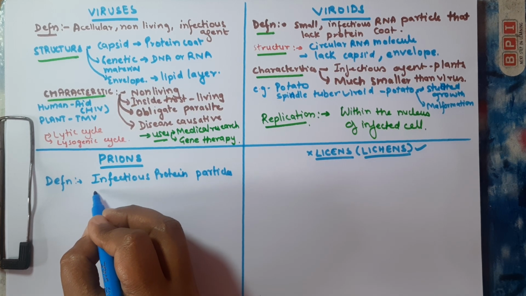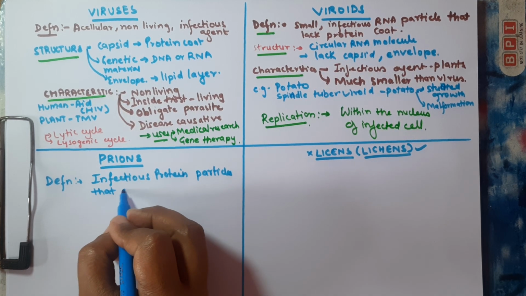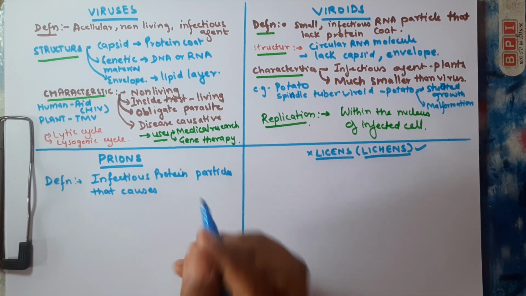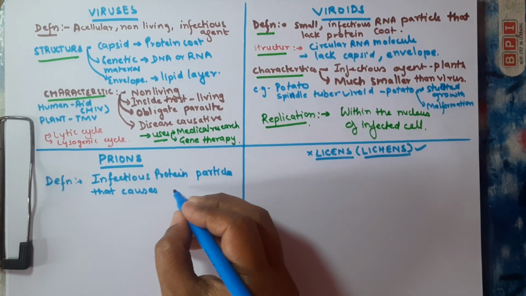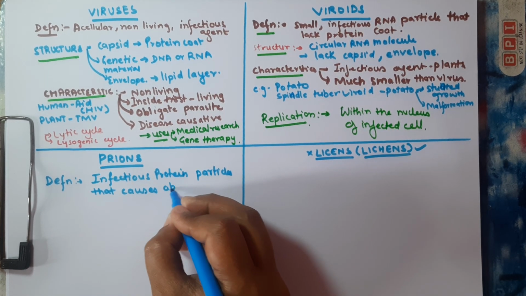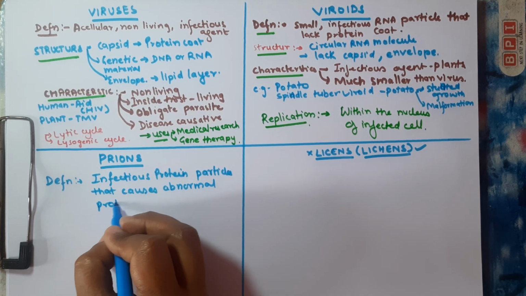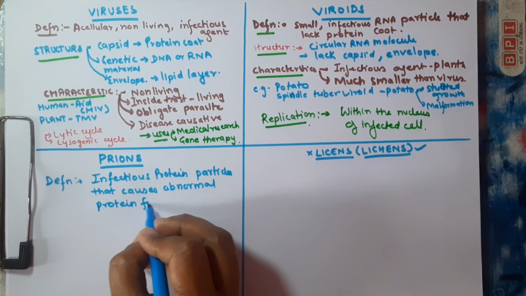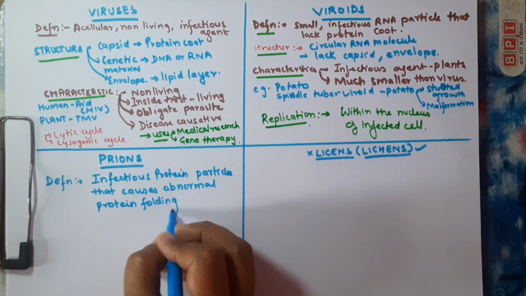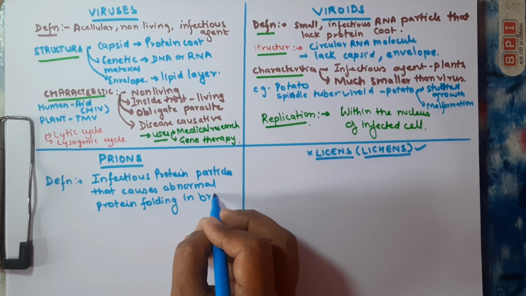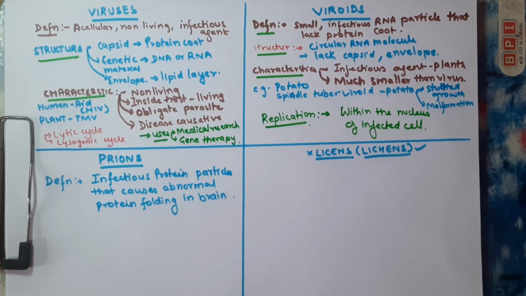Okay, they are the infectious protein particles that cause abnormal protein folding in the brain. The normal protein folding is very much required for the protein activity, okay. So if there is an abnormality, then it will lead to diseases.